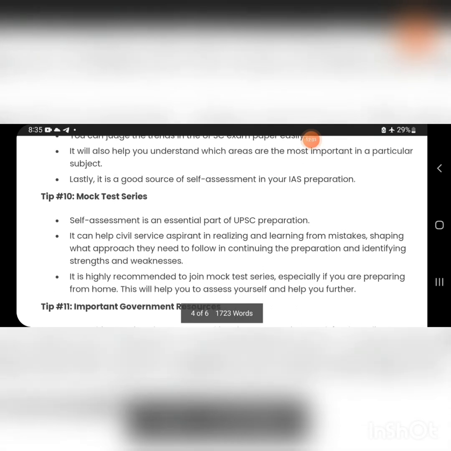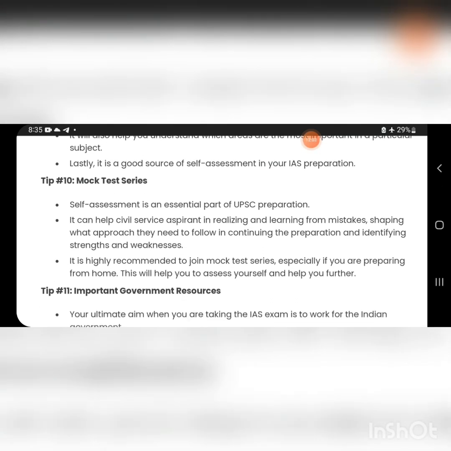Tip number 10, mock test series. Self-assessment is an essential part of UPSC preparation. It can help civil service aspirants in realizing and learning from mistakes, shaping what approach they need to follow in continuing the preparation, and identifying strengths and weaknesses. It's highly recommended to join a mock test series, especially if you are preparing from home. This will help you to assess yourself and help your future.